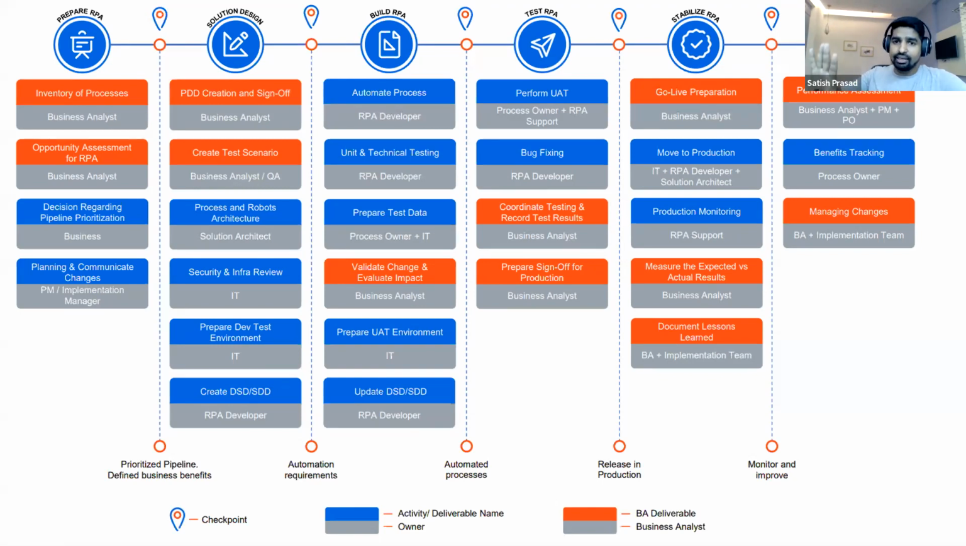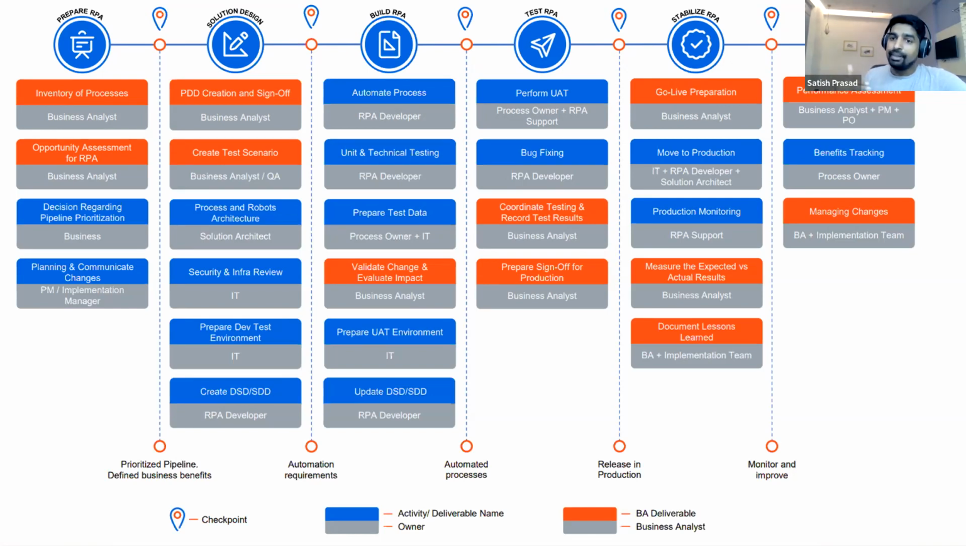And if you look at some other blocks there in the second vertical, the second column, IT people are also involved, right? Because you need to have security and infra review. You also need to have the test environment prepared. Access has to be given, right? And then the first role of the RPA developer, right, would be creating a DSD and solution design document. And how he'll create it, I'll explain to you in the next few slides.